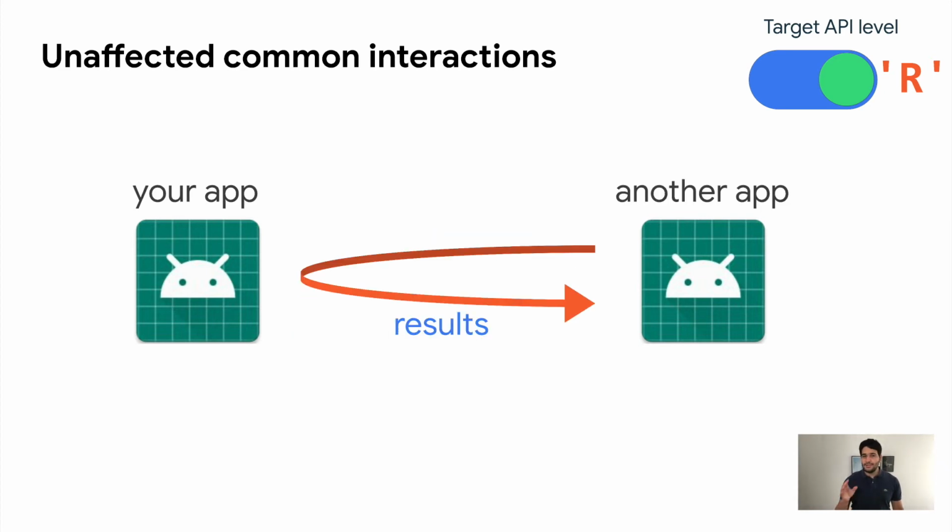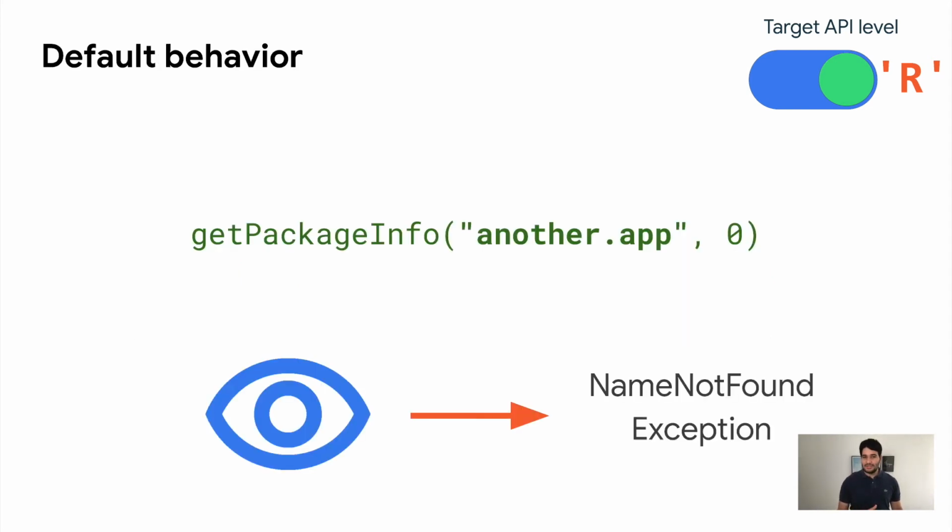For example, another app calls your application's content provider and expects results. For that, you don't have to make any changes. That application will have to update its manifest, but you, as a content provider host, don't have to change that. Besides the scenarios we just discussed, by default your app will return a name not found exception regardless of whether com.anotherapp in this example is installed or not. So by default, trying to access another package name that is not yours or the system packages, as I mentioned, you just won't be able to find out if that application is installed or not.